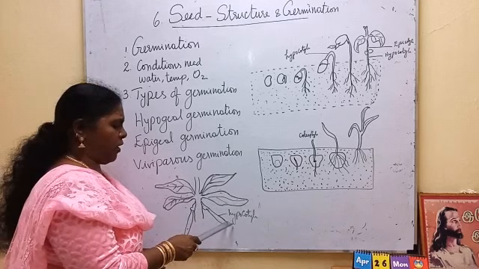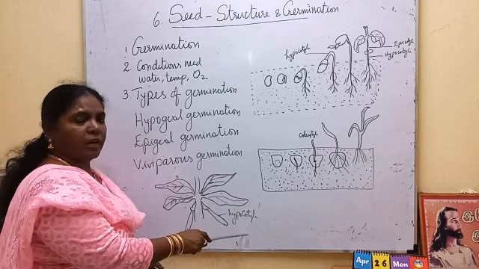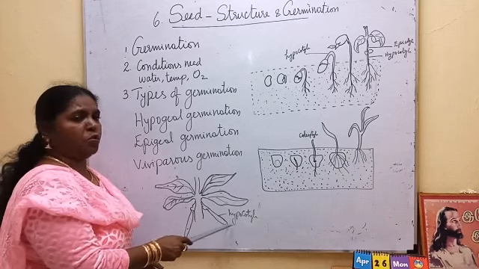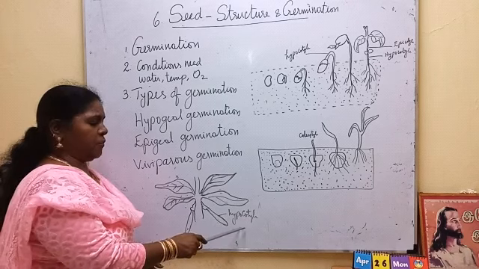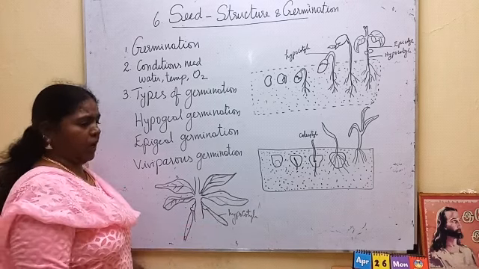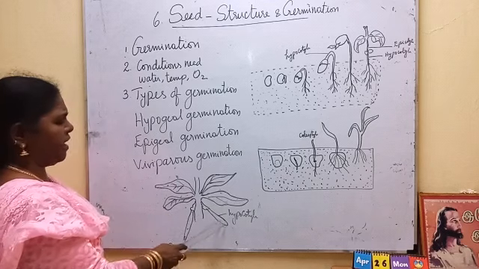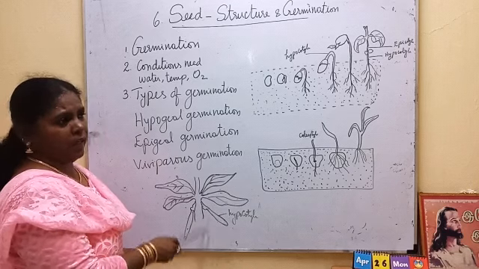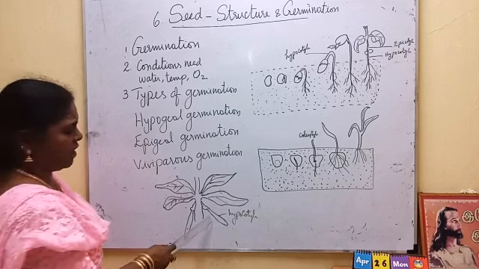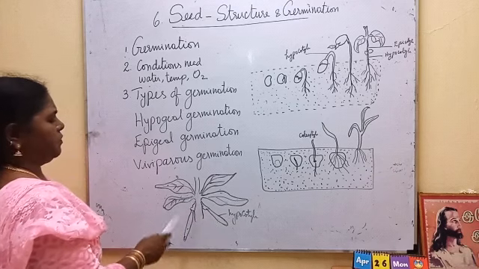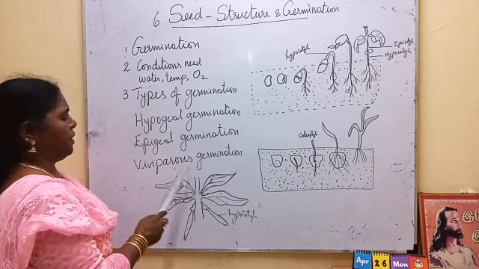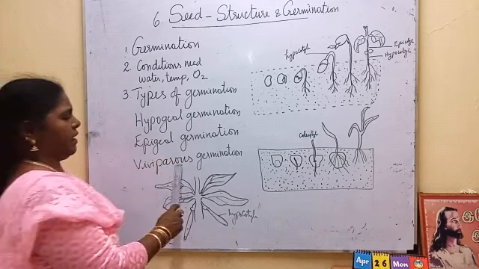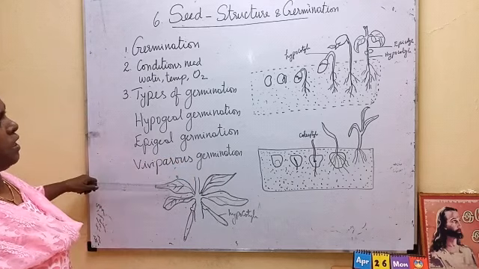Then slowly the hypocotyl elongates. When it reaches the soil, the plumule develops into the shoot and the radicle develops into the root, and it produces a new young plant. So this is called viviparous. The young plant is produced inside the fruit, so the seed germination takes place inside the fruit itself. Since the young plant is produced inside the fruit, it is called viviparous. Viviparity is giving birth to young ones, isn't it? So viviparous germination. These are the different types of germination.